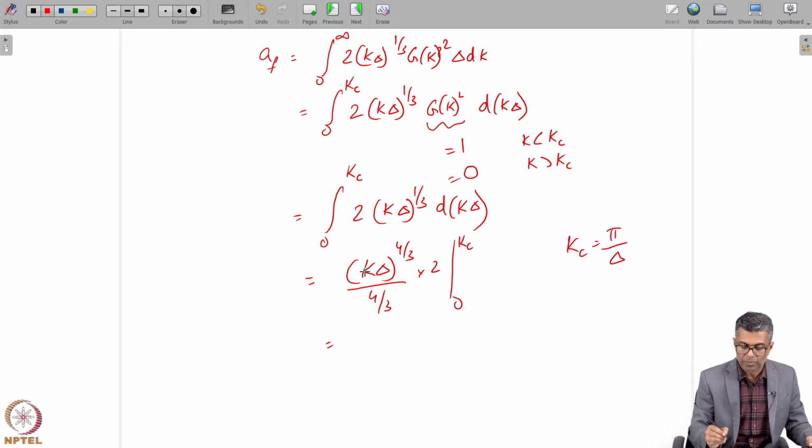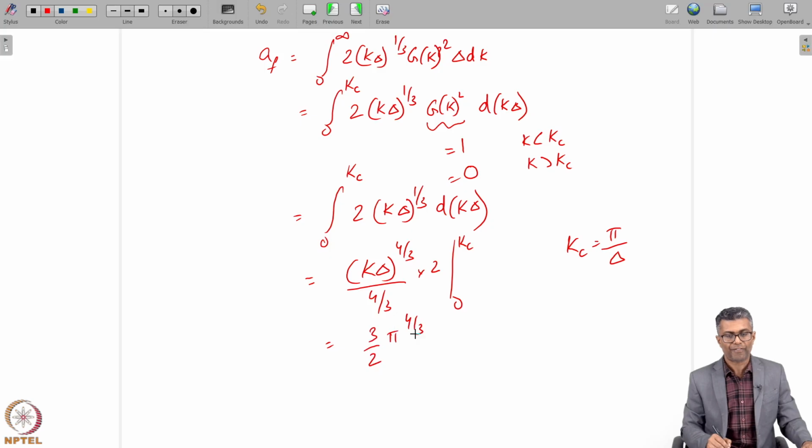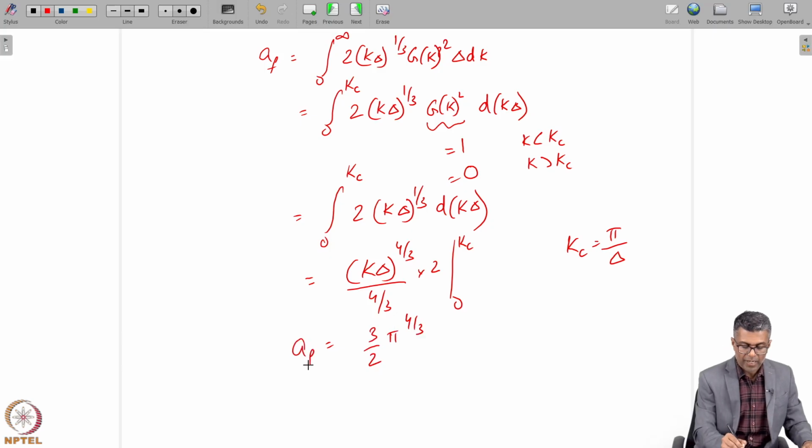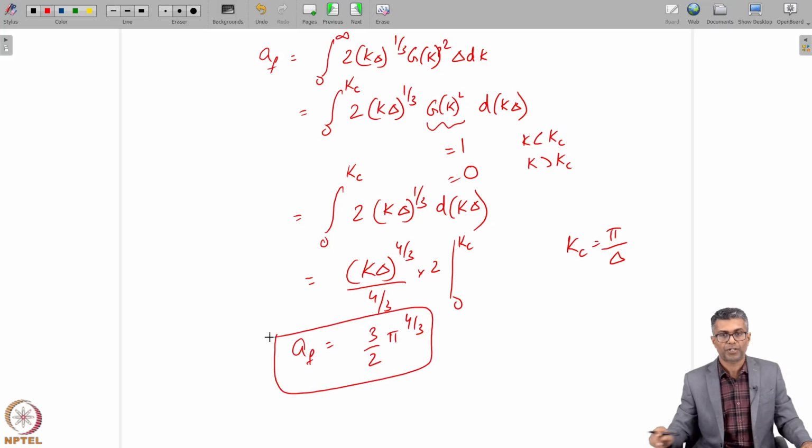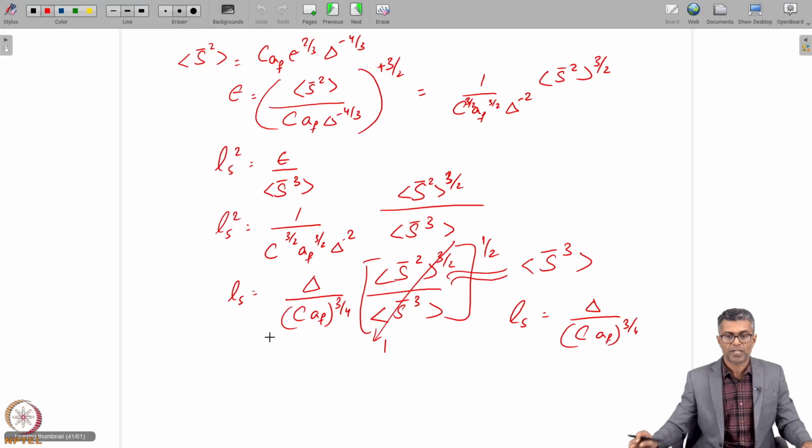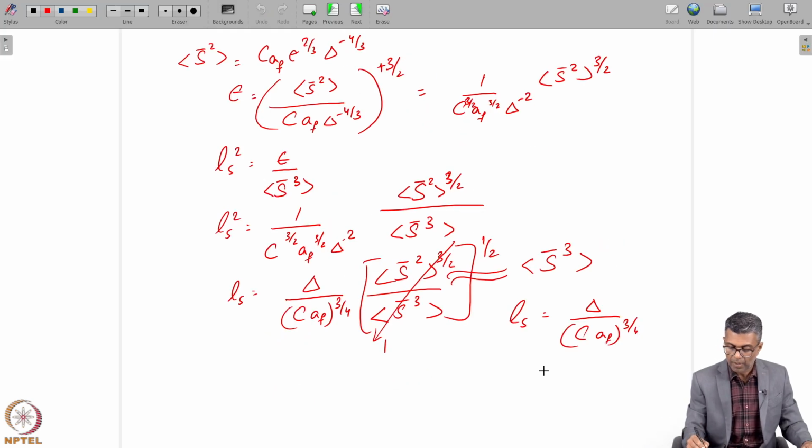So this becomes kappa C, delta becomes pi. So you essentially have 3/2 pi to the 4/3. That is what you have for AF. AF is 3/2 pi to the 4/3. Now if I substitute that here, then I will have pi to the 4/3, isn't it? 3/2 pi to the 4/3. So LS is this one.